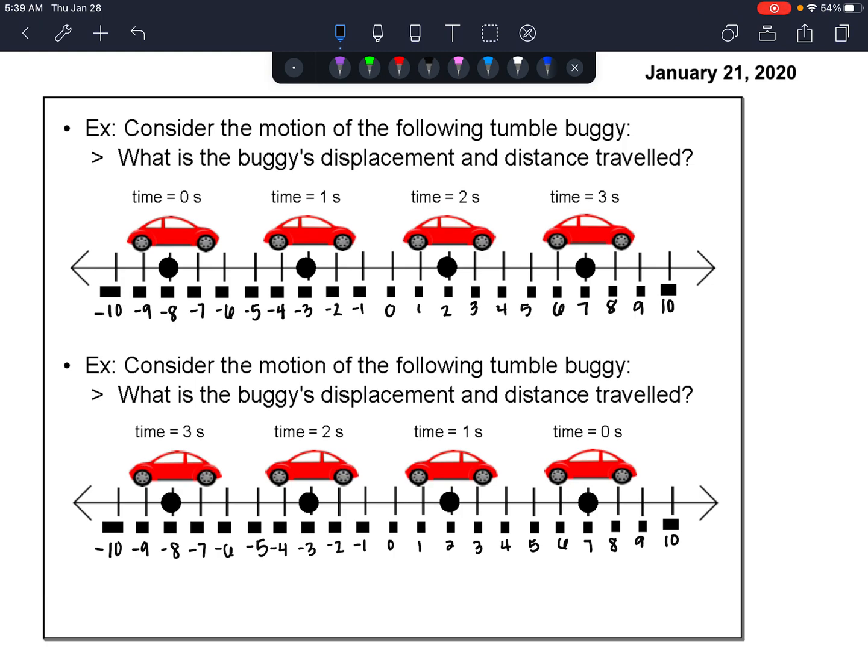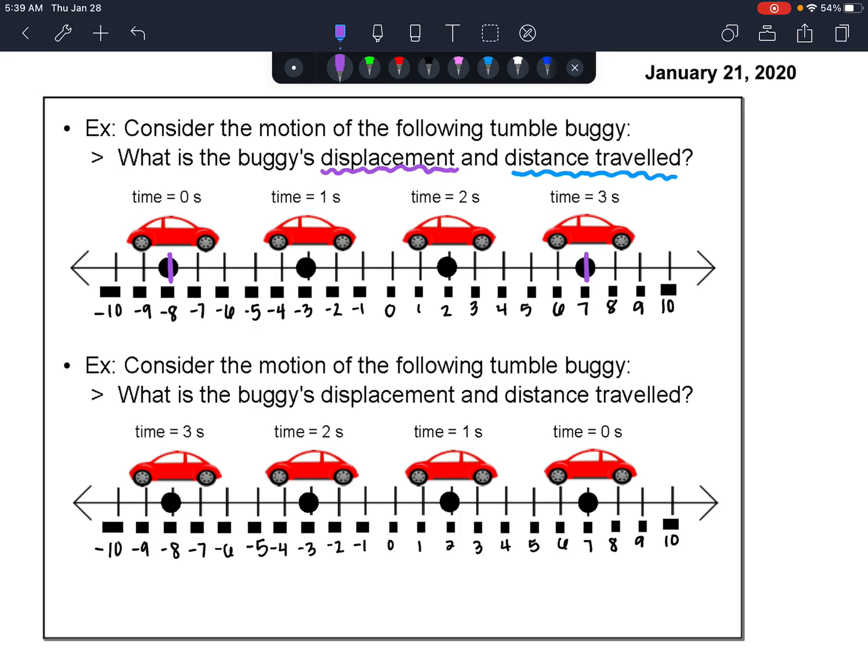Anyway, let's look at this first example. We're going to consider the motion of the following tumble buggy. What is the buggy's displacement, and what is its distance traveled? So I'll do distance traveled in blue and displacement in purple. So my displacement is going to be my change in position. So I started at position -8. And at 3 seconds, the buggy ended at position 7.